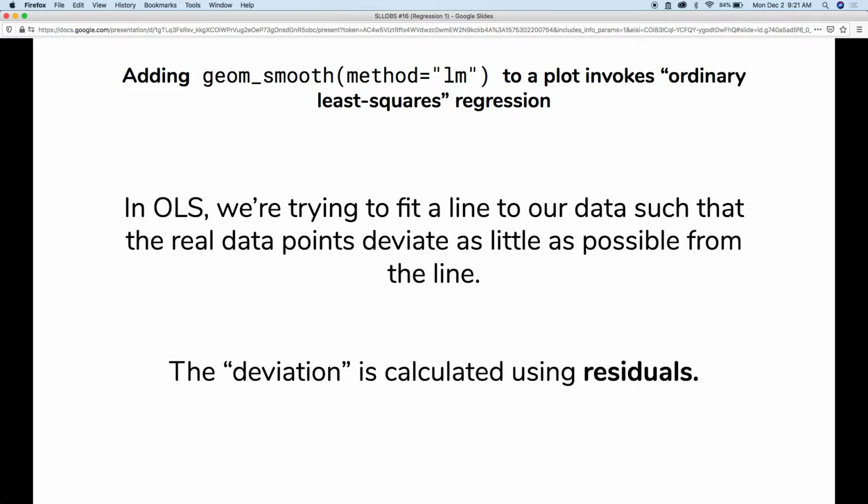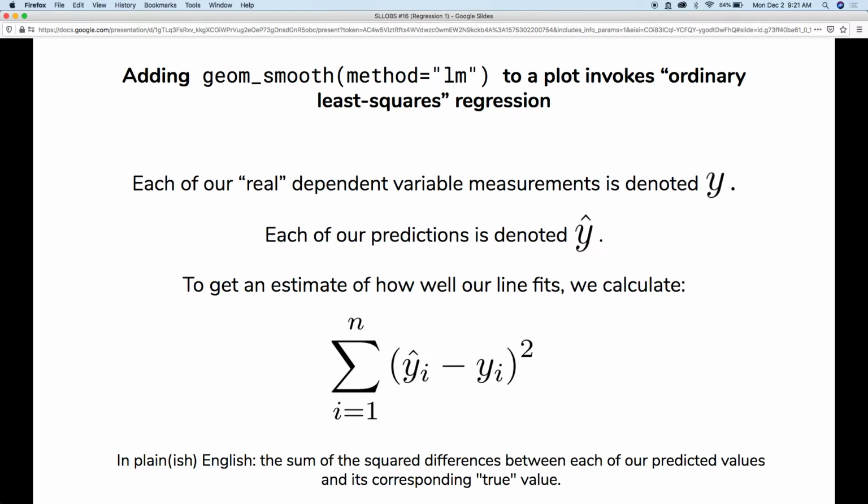And in ordinary least squares, what we're trying to do is fit a line to our observed data such that that line deviates as little as possible from the observed data points. And we measure this deviation using residuals, which we've actually already calculated a little bit when we were looking at covariance. But essentially, we can denote each of the real dependent variable measurements, or y values, that we've got in the data set as little y. We can denote each of the predictions that we've made using our line of best fit as y hat. So each value of y will have a corresponding prediction y hat.